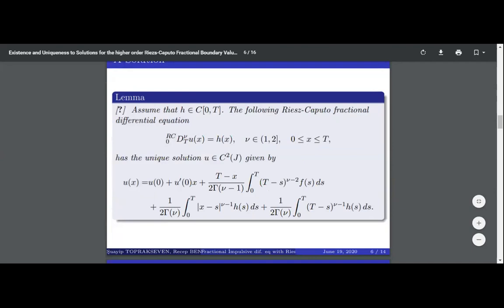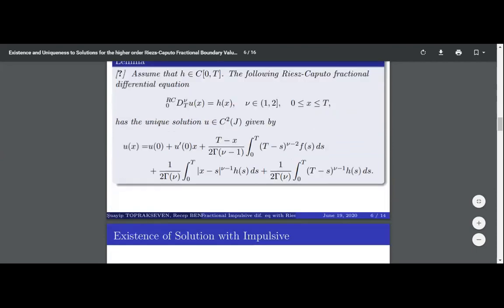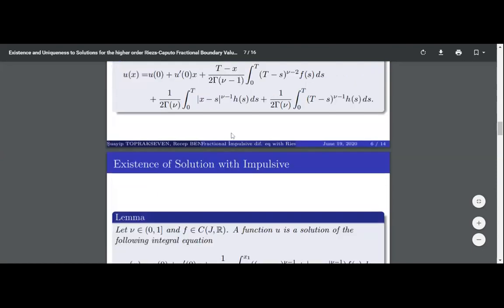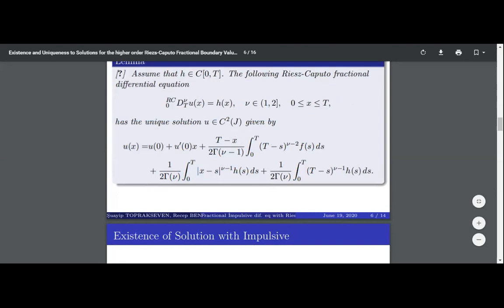We have a lemma. It shows that the fractional differential equation of order nu between 1 and 2 has a unique solution, and it has this form. This is proved in a paper. I forgot to cite it, sorry. And we use these tools to prove our existence and uniqueness theorem.